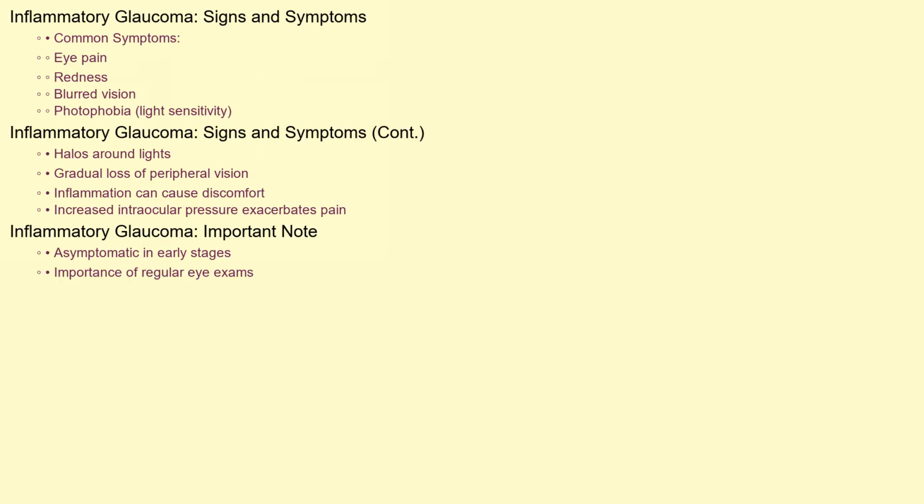populations. The signs and symptoms of inflammatory glaucoma can vary depending on the underlying cause and the severity of the inflammation. Common symptoms include eye pain, redness, blurred vision, and light sensitivity, also known as photophobia. Patients may also experience halos around lights and a gradual loss of peripheral vision. In some cases, the inflammation itself may cause discomfort, and the increased intraocular pressure can exacerbate the pain. It's important to note that some individuals may have inflammatory glaucoma without experiencing any noticeable symptoms, especially in the early stages, hence the importance of regular eye exams.